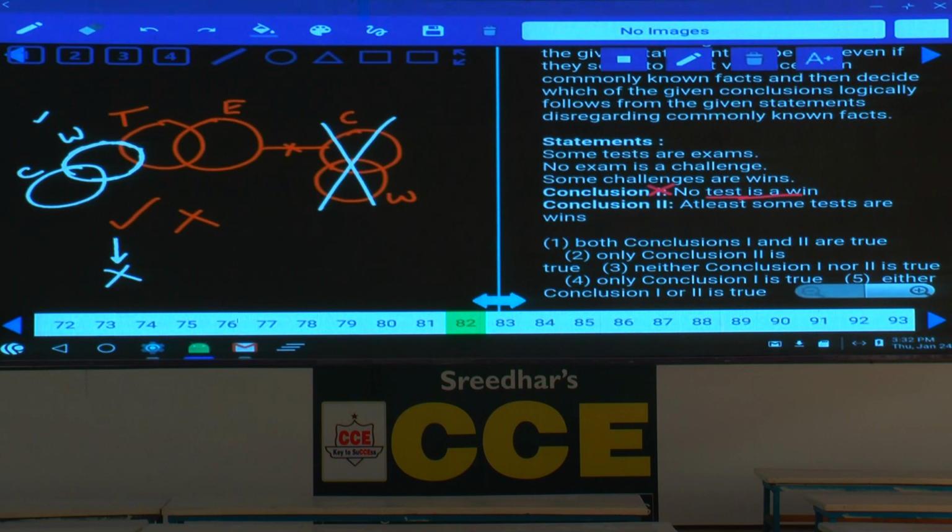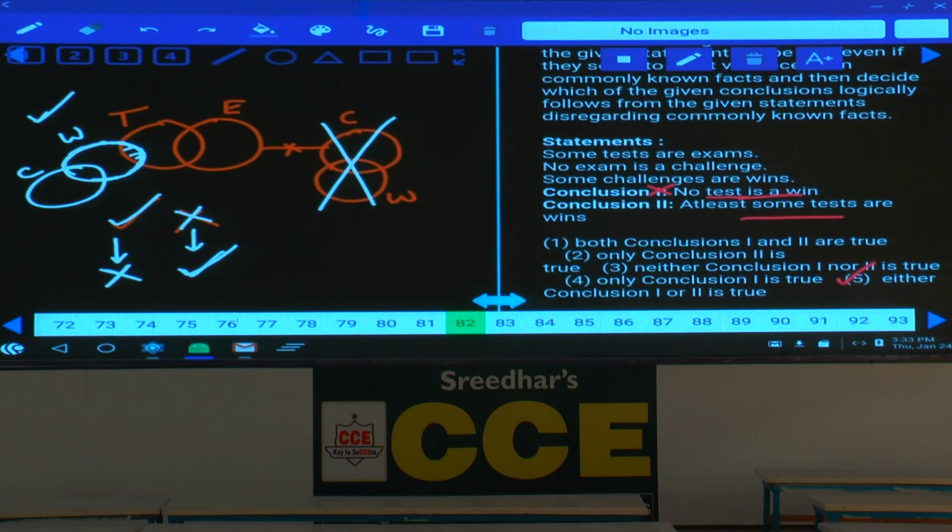After making the previous negative conclusion false, then we should check out the affirmative conclusion which was false in the basic diagram. Why? In order to check out whether either or is there or not. Now what happened to the second conclusion in this alternate diagram, tell me? Now some tests are wins has become true. Now the second conclusion has become true. When the first conclusion is false, second has become true. First one is a negative conclusion. When the negative conclusion is false, now this affirmative conclusion has become true. Then what is your answer here? Either 1 or 2. Clear now? It is the case of either 1 or 2, that is choice 5.